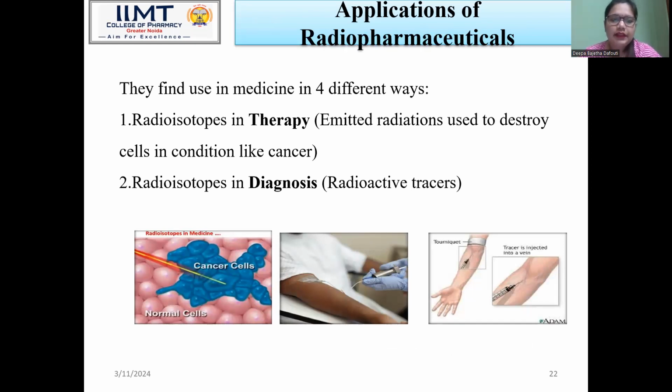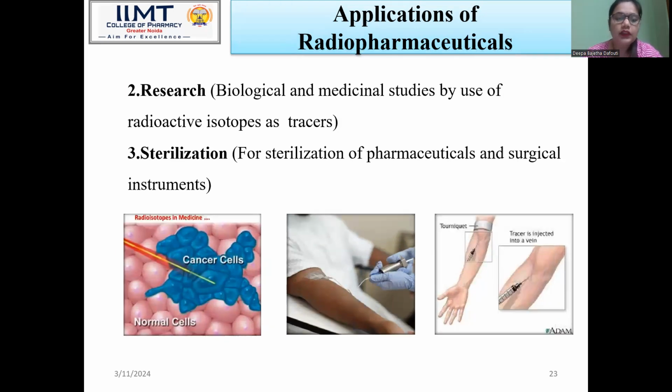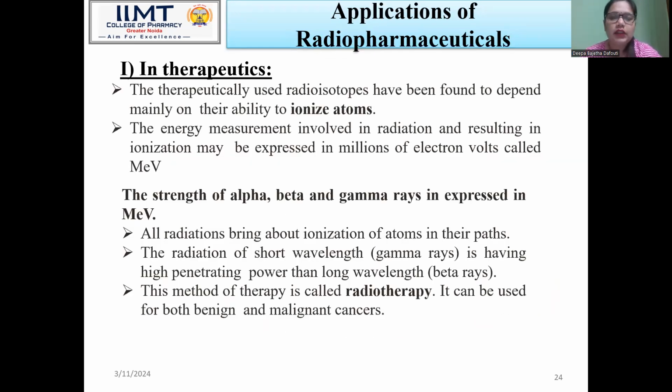They are used in medicine in four different ways. First, radioisotopes are used in therapy, where emitted radiation is used to destroy cells in conditions like cancer. Next is radioisotopes in diagnosis, as radioactive tracers. Third is in research, like biological and medicinal studies by the use of radioactive isotopes as tracers. And next is sterilization. For sterilization purposes, we can use radiopharmaceuticals for surgical instruments. So first one is the application of radiopharmaceuticals in therapeutics.